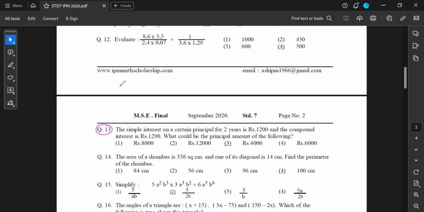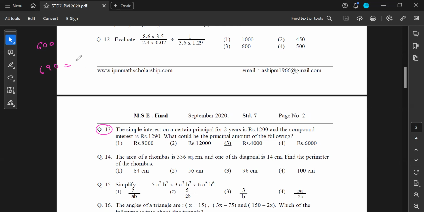Just for 1 year, the simple interest is 600. Actually, there was a technique which flashed in my mind, but now I'm not able to recollect. Let me just check. Just give me a minute. 600. So first year 600 and second year 690 is the compound interest.